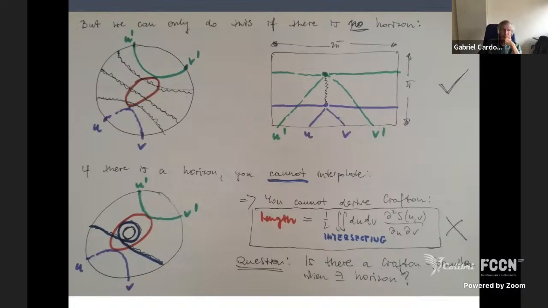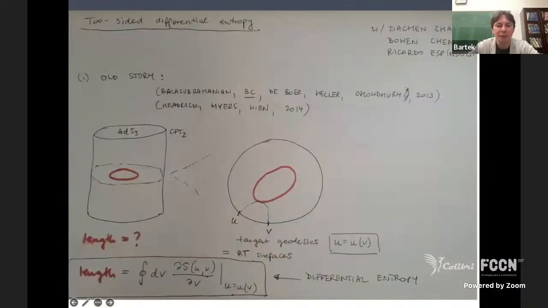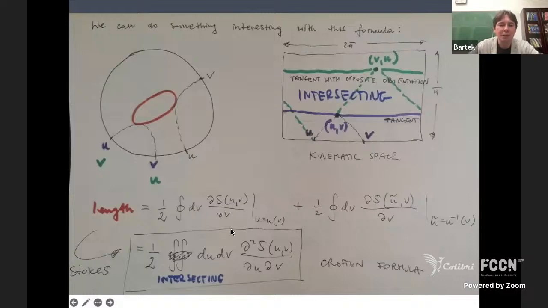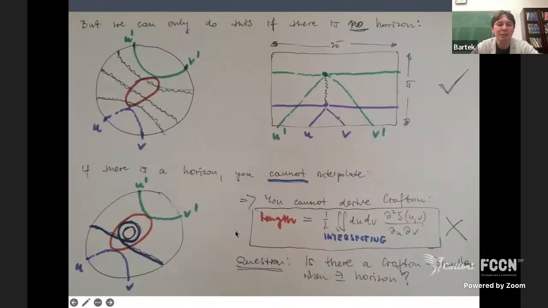So far I told you that there is a disconnect, because the differential entropy formula, this formula you saw, doesn't assume that there's no horizon. This formula is fine. But we can recast it into that form using Stokes' theorem only if there is no horizon. The moment there is a horizon, I cannot do it. So the question is, can I do something else, something better, something more general? I will tell you how in this talk.